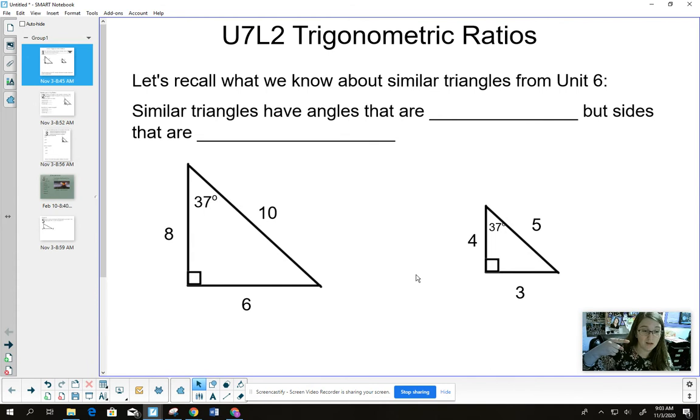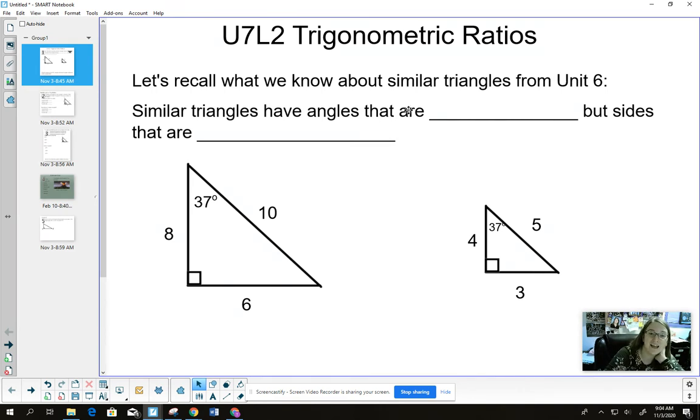So follow along with this because we have to understand what in the world these trig functions are. I call them trig functions, but trig ratios is what they also are. So let's recall what we know about similar triangles from Unit 6. So we should know this.